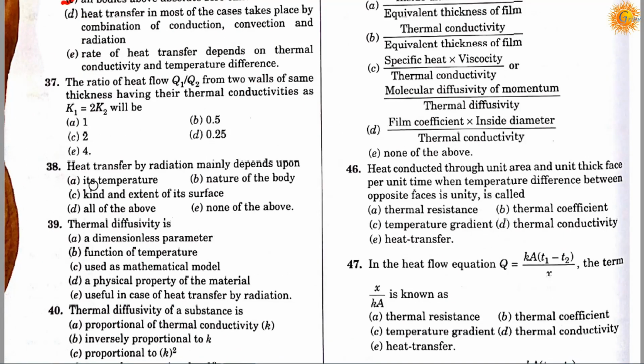Question number 37. The ratio of heat flow Q1 divided by Q2 from two walls of the same thickness having thermal conductivities K1 = 2K2 will be option A, 1; option B, 0.5; option C, 2; option D, 0.25; option E, 4. So correct answer is C, it will be 2.